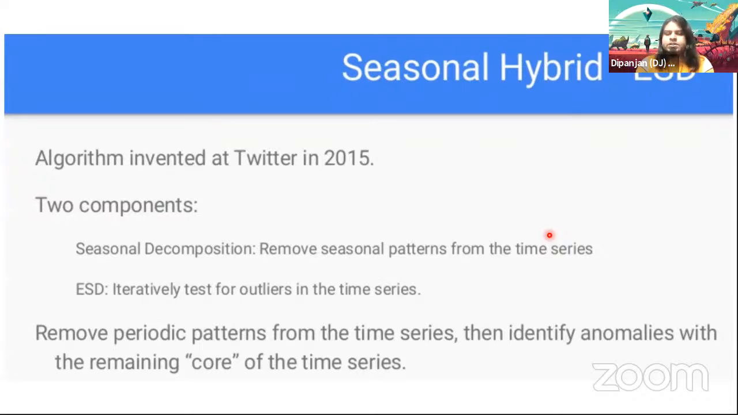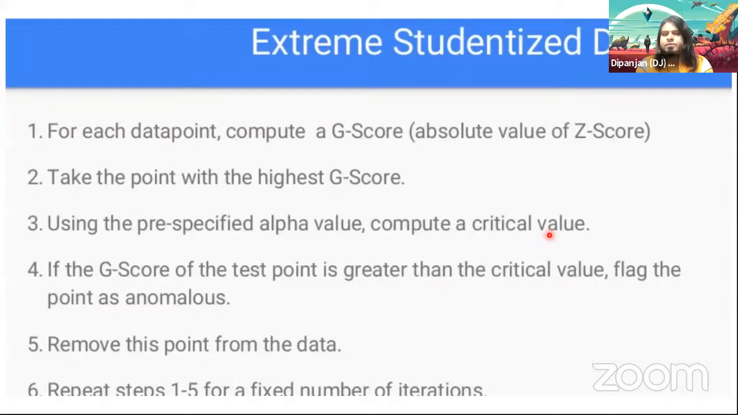And the whole point here was, for each data point in the time series, you compute the G score. This is the Grubbs score, which is an absolute value of the Z score. Find out which are the points which have those highest scores. And then based on a threshold, which is a significance level, find out whether it is an anomaly, flag that anomaly, remove that point from the data, and continue the process till you get all the anomalies.